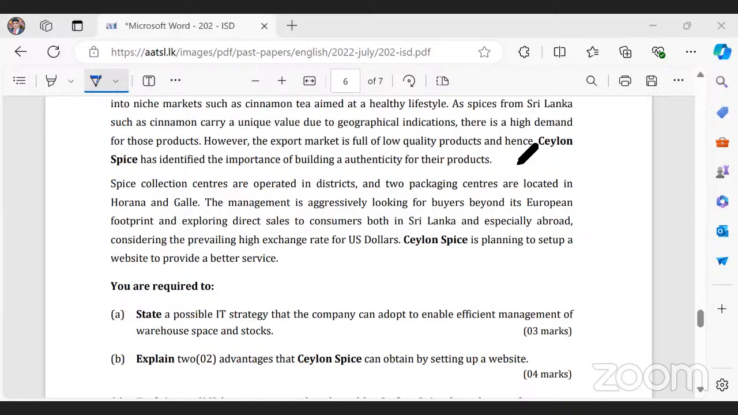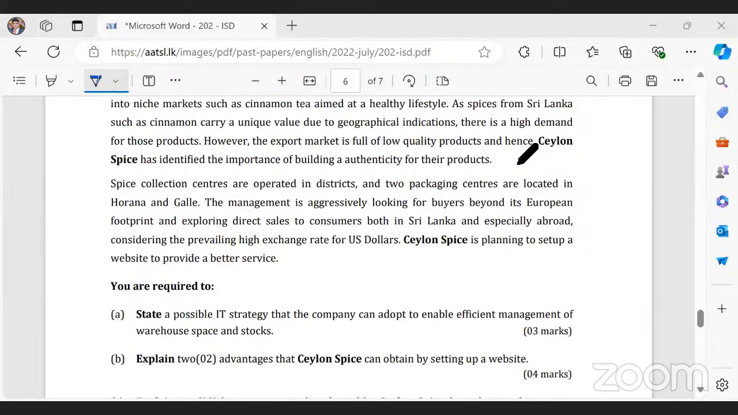If you want, you can read it two or three times, but don't waste time reading it too many times, right? State a possible IT strategy that the company can adopt to enable efficient management of warehouse space and stock.